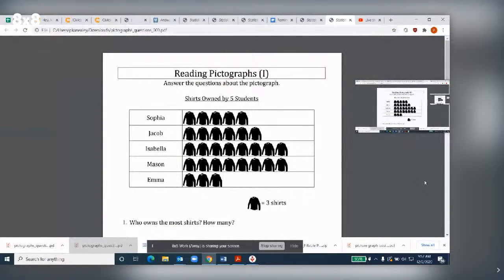Okay, guys, good morning. We're going to continue to work on these pictographs today. I've got a couple more examples.